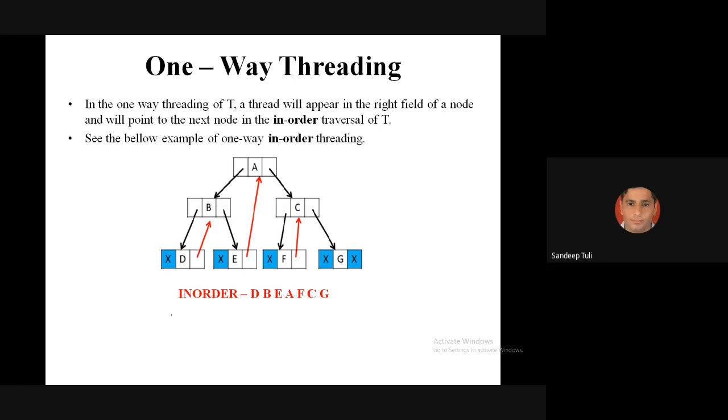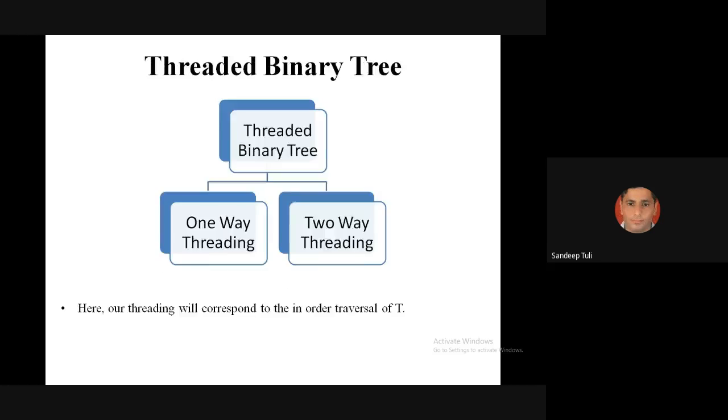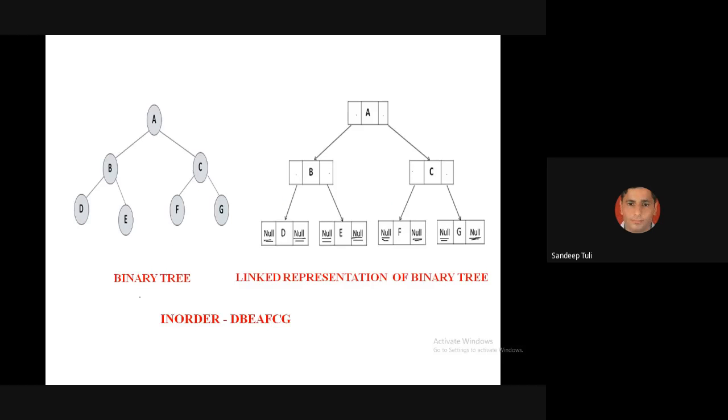So one way threading is nothing but, in this we will do the right thread. Just look at that. This is the same example I used there. Let me explain from here once. Every leaf node has two pointers, left and right. So in one way threading we will not touch the left pointer. We will not do anything to the left pointer. Since it is one way, we will use only one pointer, and that pointer will be the right pointer.